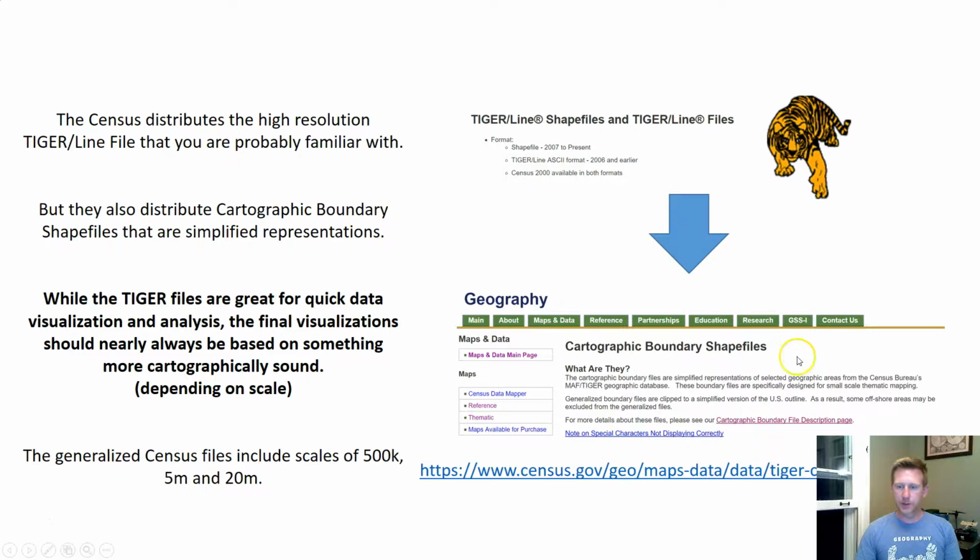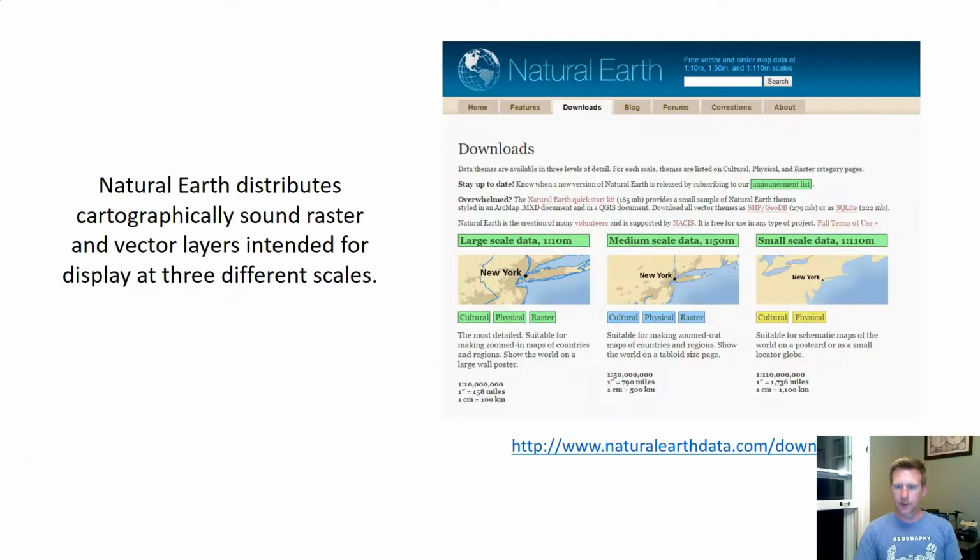The census distributes these in a couple of different scales. So the generalized census files you can download at 1 to 500,000, 1 to 5 million, and 1 to 20 million, so you can see there's some overlap in terms of scale, but the census files are a lot more on this side and don't go to this 110 million. That's really only suitable for global scale projects.